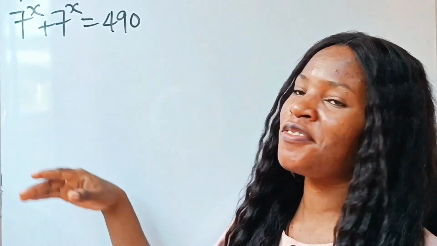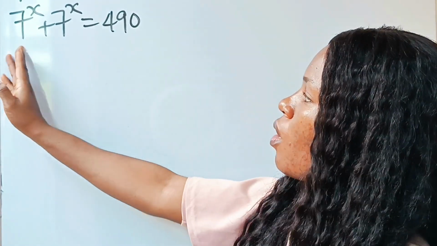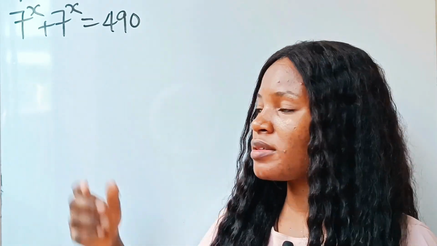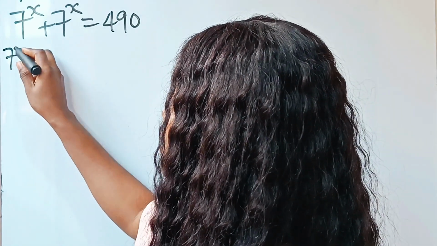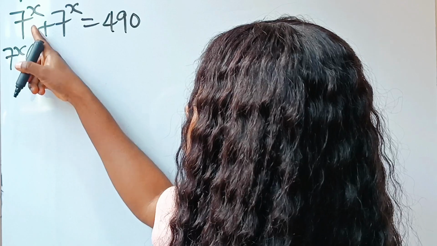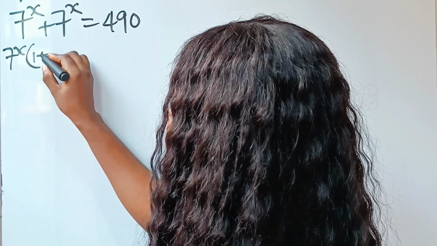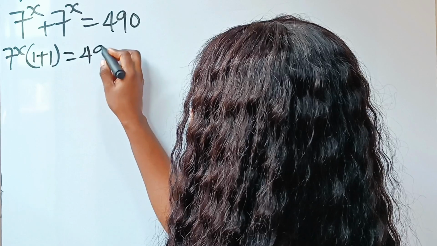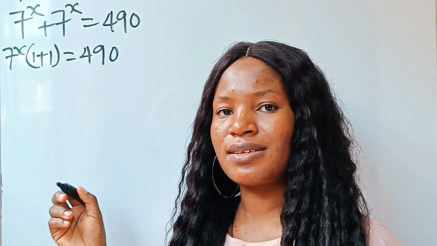Right, let's solve for x. Now what they have in common is 7 to the power of x, right? So let's factorize that out: 7 to the power of x. Now when this is divided by this, we have 1. When this is divided by this, we have another 1, is equal to 490.